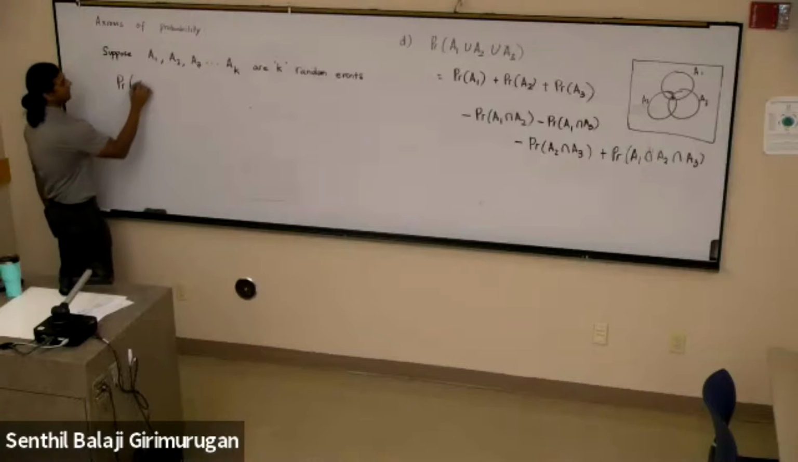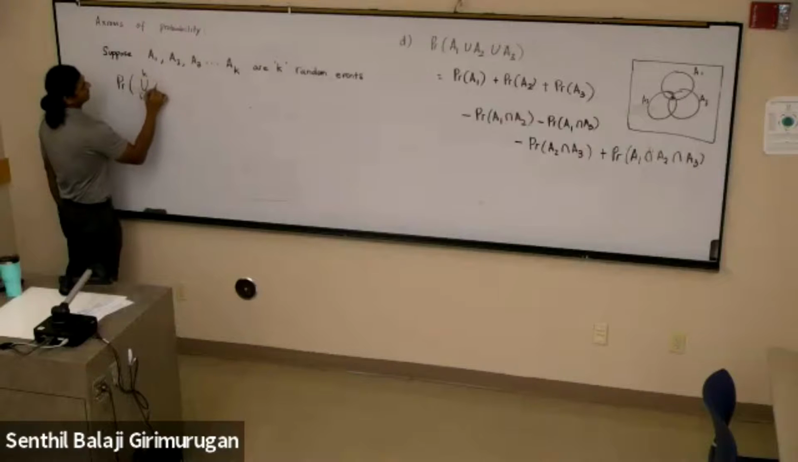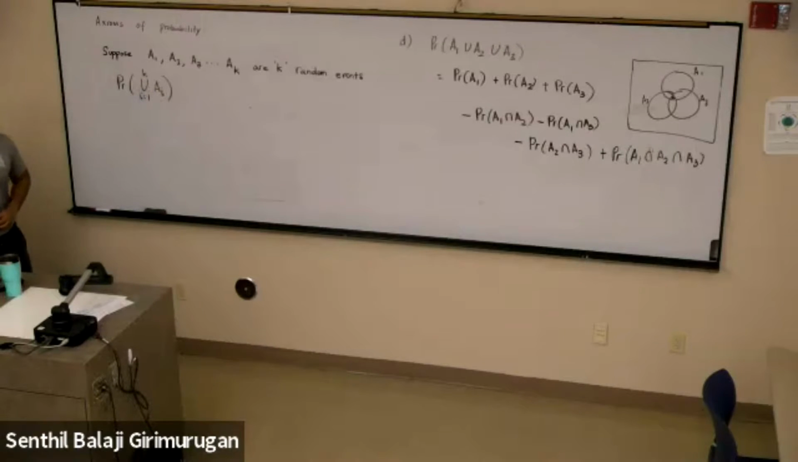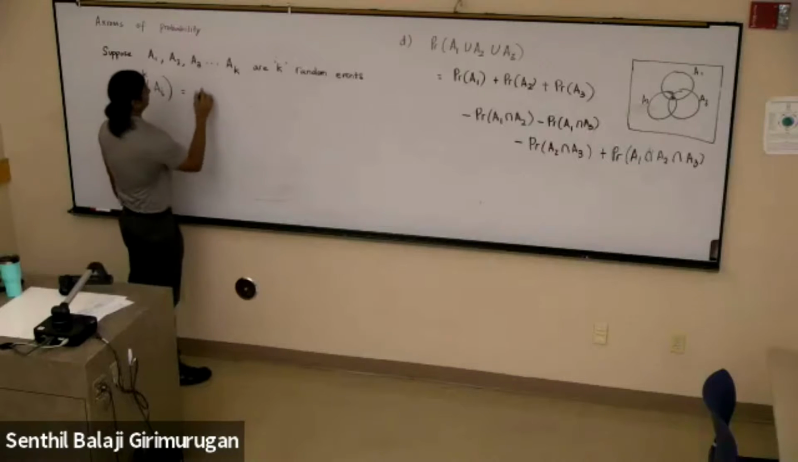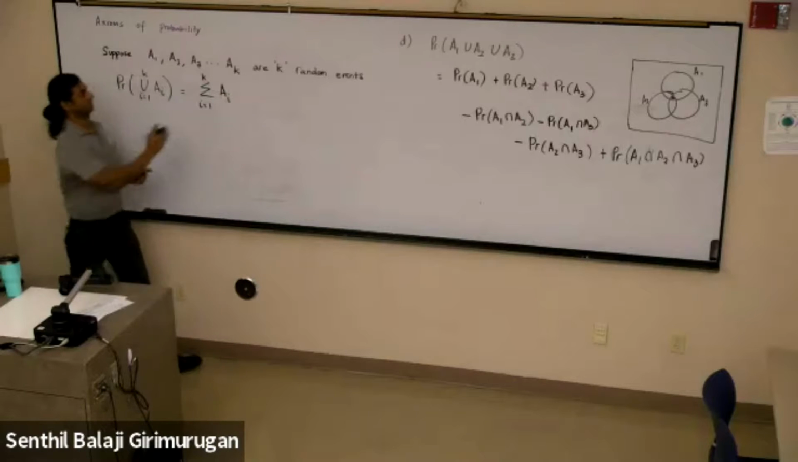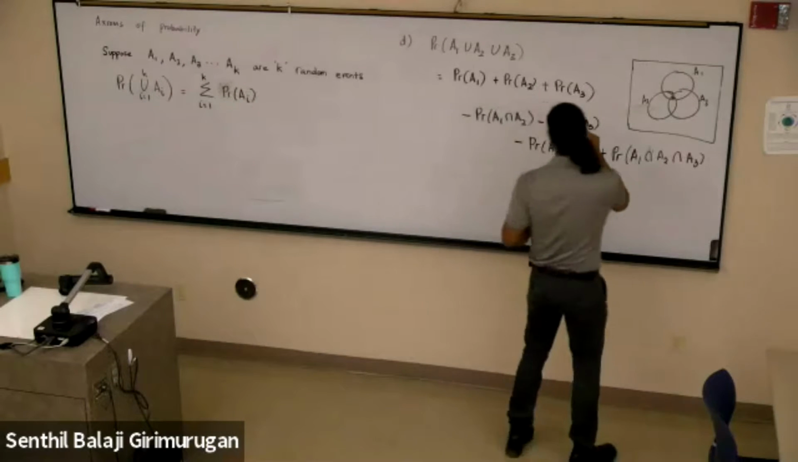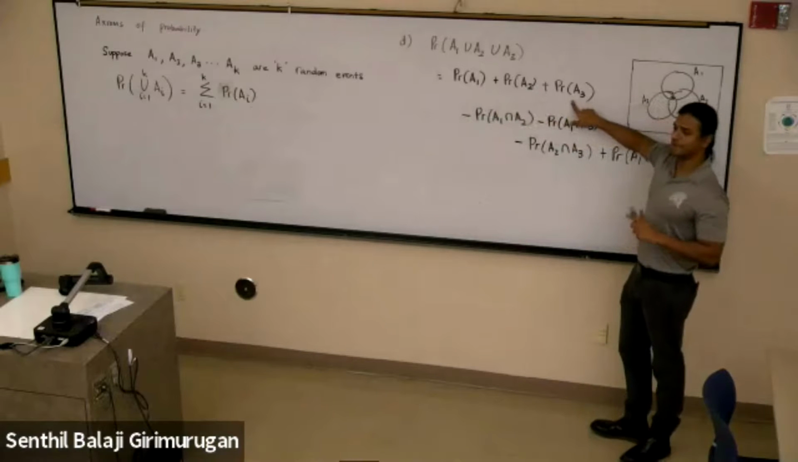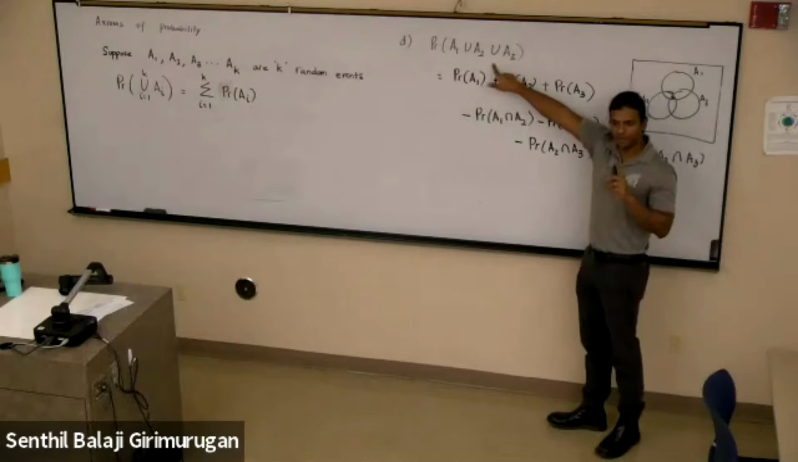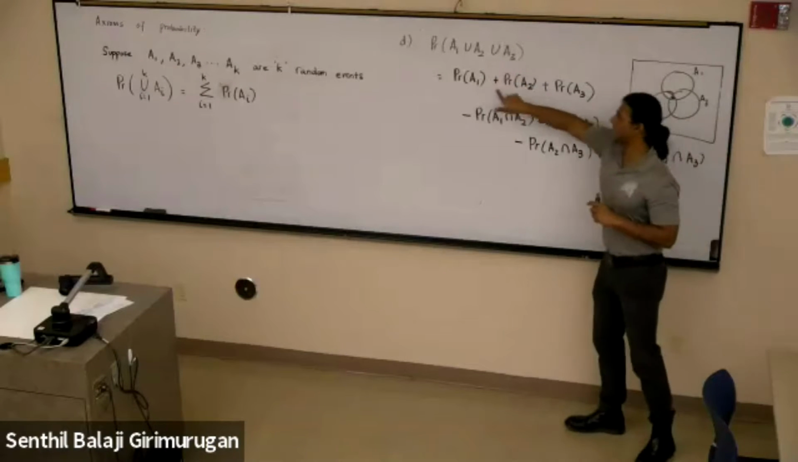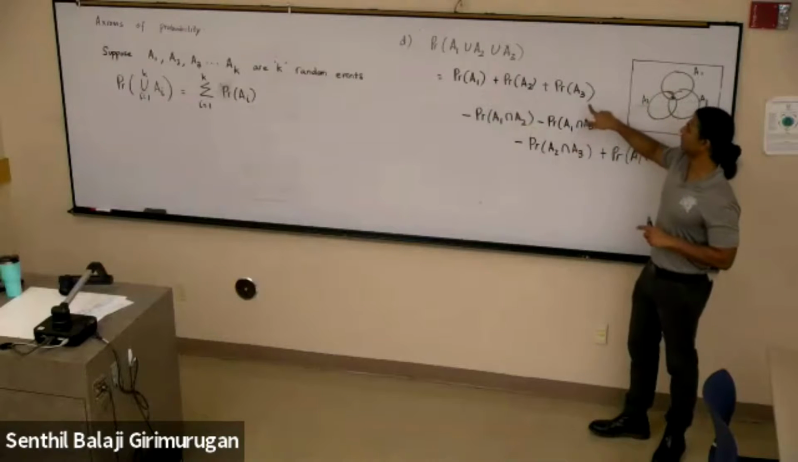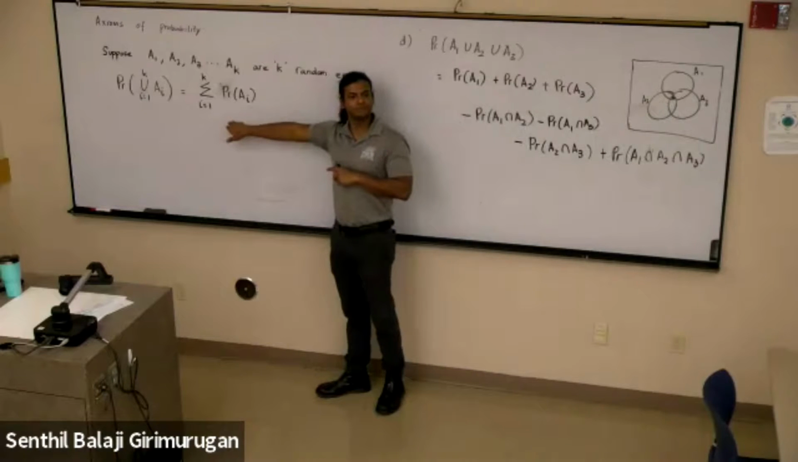And we want to find the probability of the union of i equals 1 to k of A sub i. That would equal the sum of probabilities of A i. So you can see here, I had A1, A2, A3. I've had the union of A1, A2, and A3. I added all probabilities. So that would be the first sum.